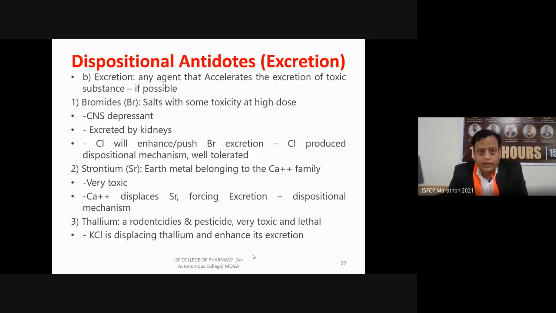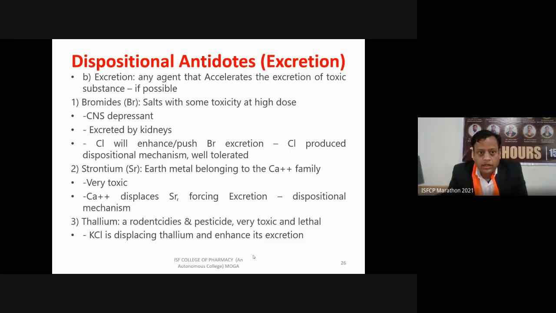Other dispositional antidotes include excretion. Any agent that accelerates the excretion of a toxic substance can reduce the toxicity of the poison.